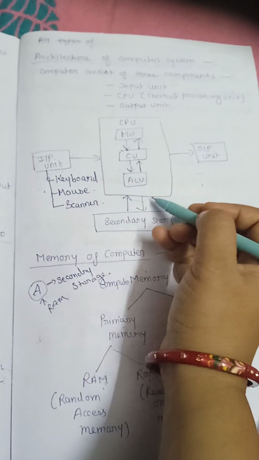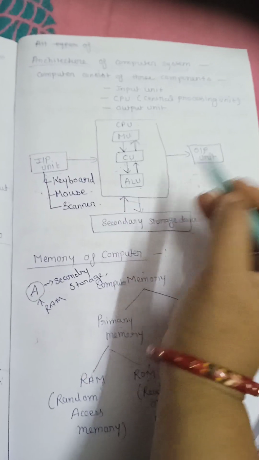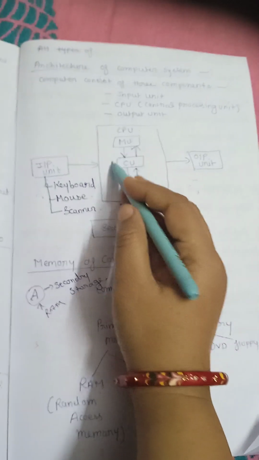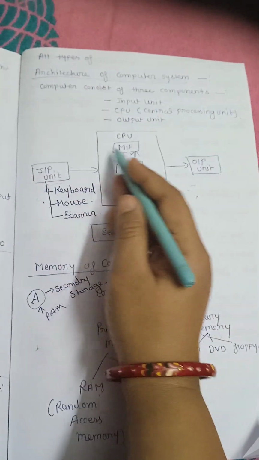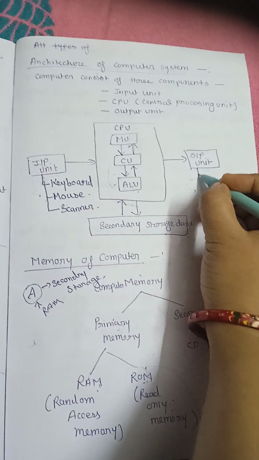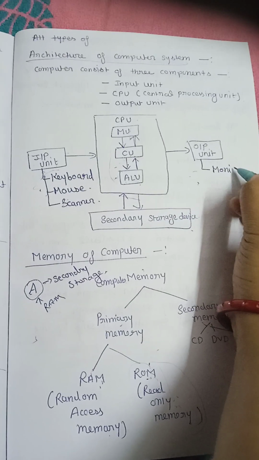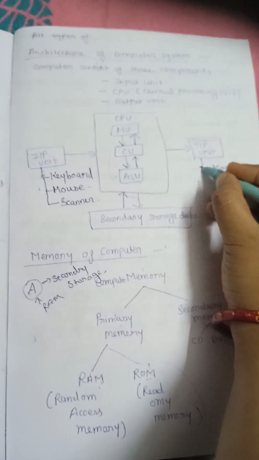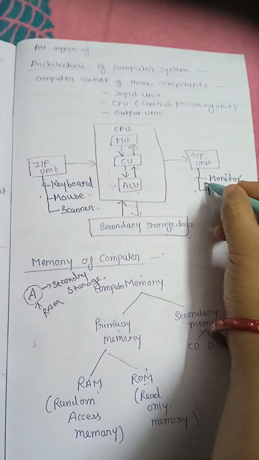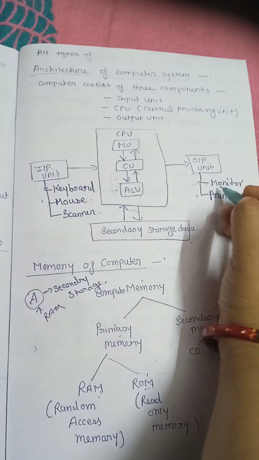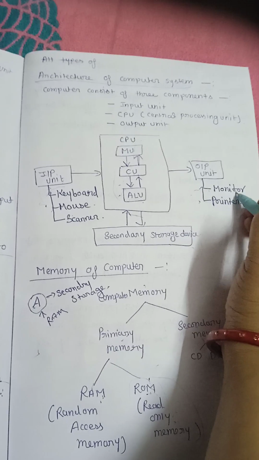Whatever the calculations are in a system, that will be done by the arithmetic logic unit. Then it processes the data, whatever data we enter by the input device, and then it gives the output on the output devices. Output devices like monitor, printer. Monitor, you know, is a TV-like structure; it works like a TV. Whatever we insert is visible on the monitor.